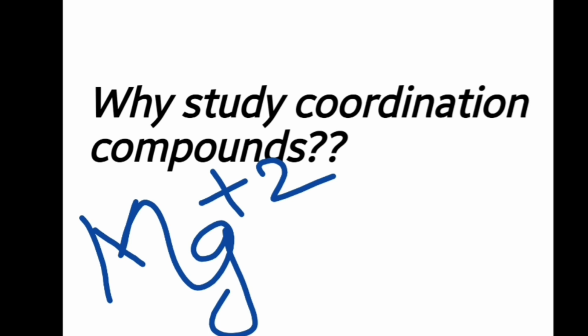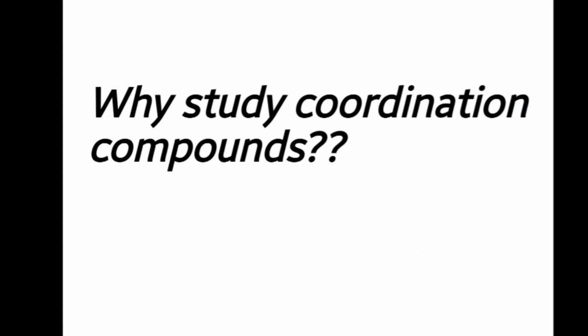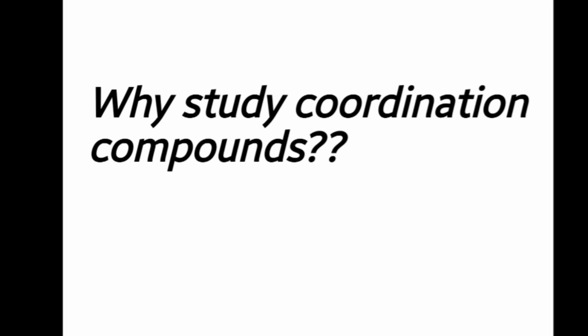Then hemoglobin will have Fe as the ion. Fe will be in both plus 2 and plus 3 states. The difference in these two states will help in binding and unbinding of oxygen. That's how oxygen is being transported. And then you have vitamin B12. In that, cobalt will be the ion. So these are some of the naturally occurring coordination compounds.